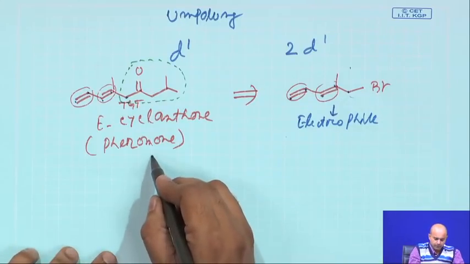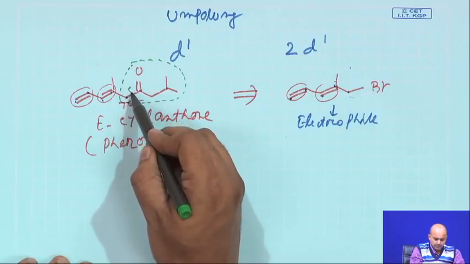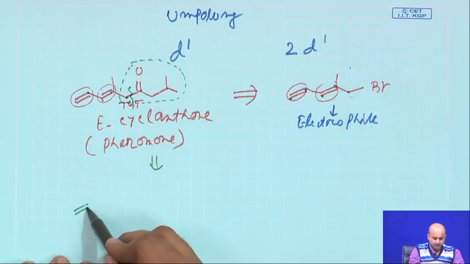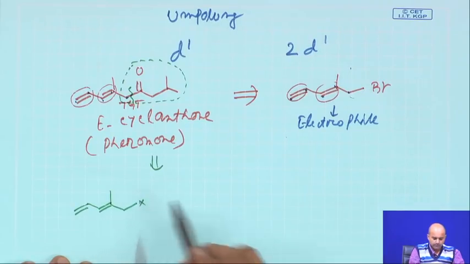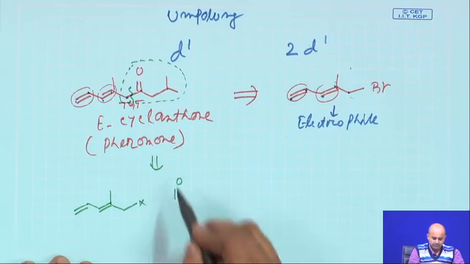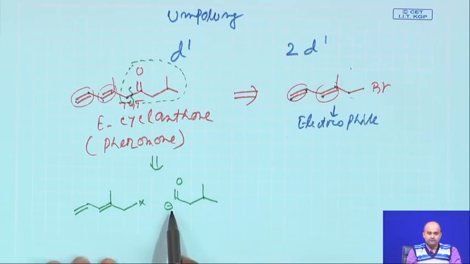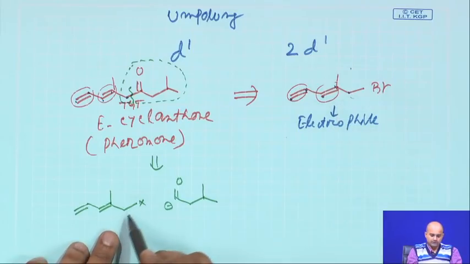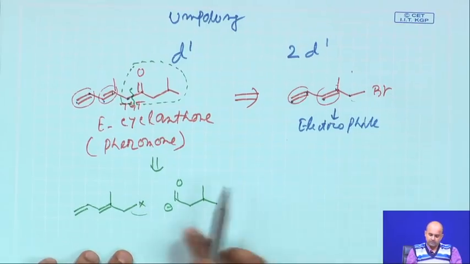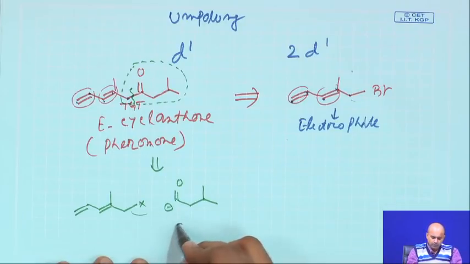Now, if we do the retro, we say that we will make this connection here. So, basically you can think about this synthetic equivalent, and if your starting material available to you is a simple electrophile, you can easily construct a carbon-carbon bond. Now, this particular synthetic equivalent is basically a d1 species.